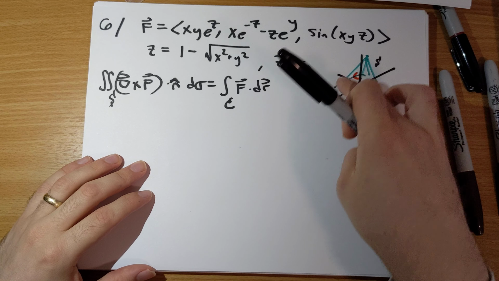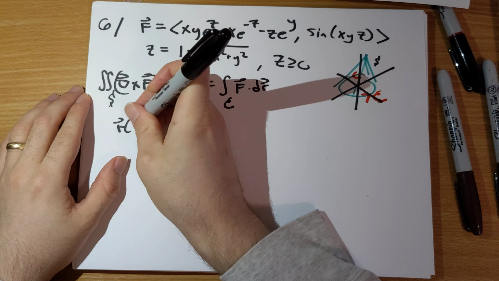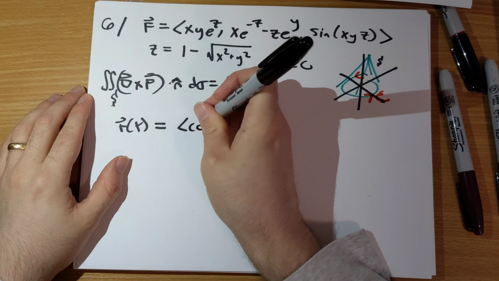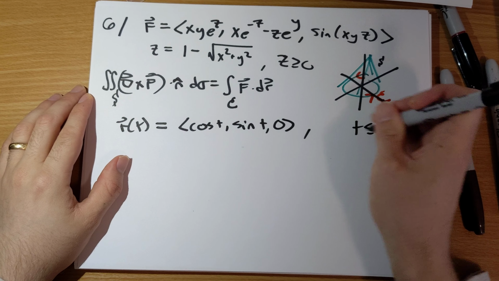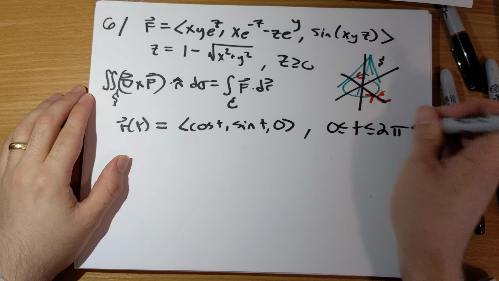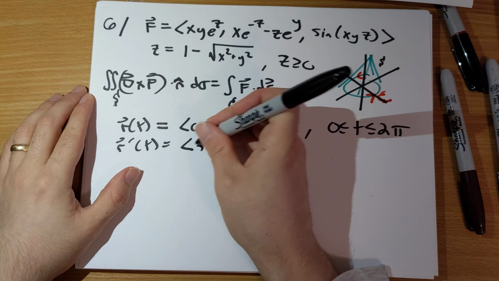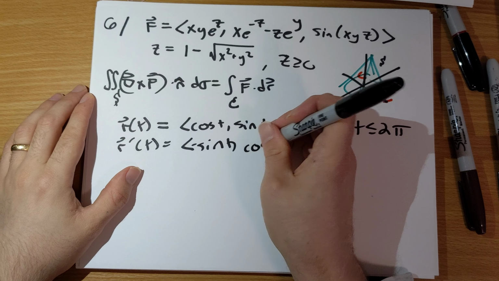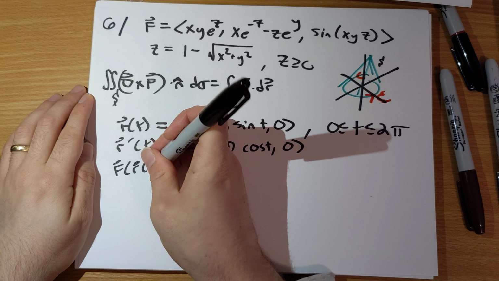Okay, how do we parameterize the boundary? This is just going to be a circle of radius 1 in the xy plane. r of t is cosine t, sine t, 0, where t runs from 0 to 2 pi. r prime of t is negative sine t, cosine t, and 0. Now f of r of t.